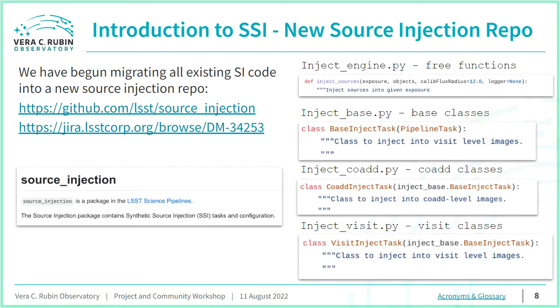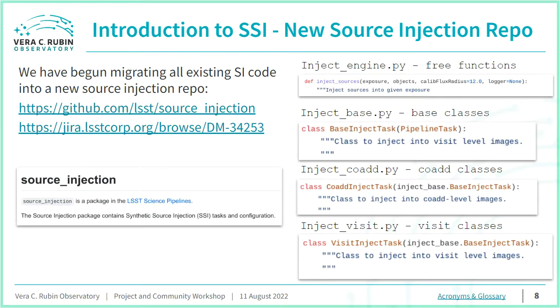Okay, so we've been very busy developing a whole new repo. On GitHub there, you can see the link. It's called Source Injection, and all of our source injection code will now live here going forward. On the right-hand side of the screen, you can see the 4 key files where all this code lives: all the classes and the free functions that provide the heft of doing the job of injecting sources. These are functional classes that wrap around GalSim and create GalSim objects, and then inject into the image and do all the photometric calibration, WCS bookkeeping, and things for you without an issue.